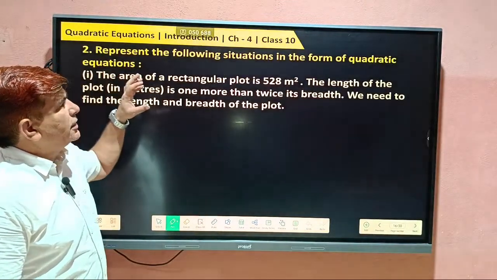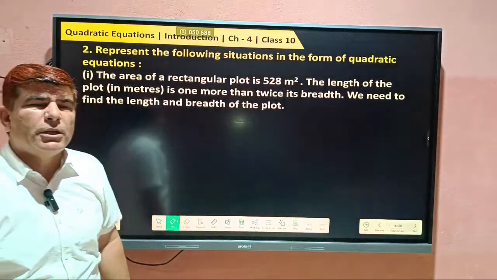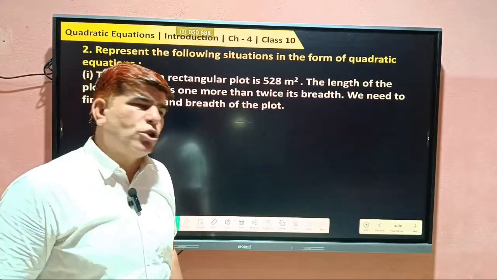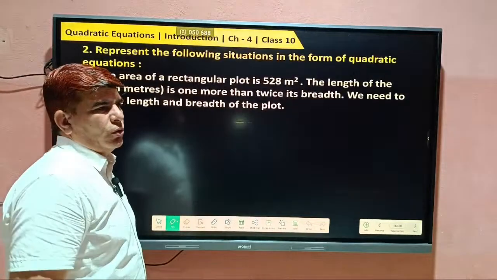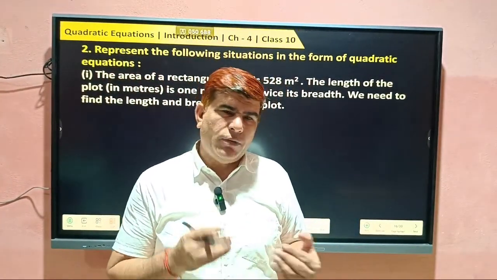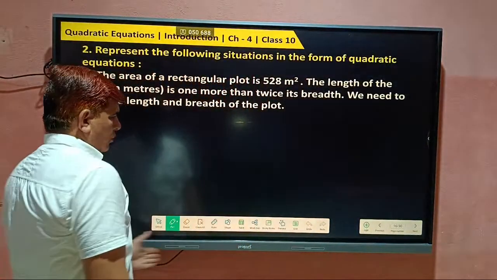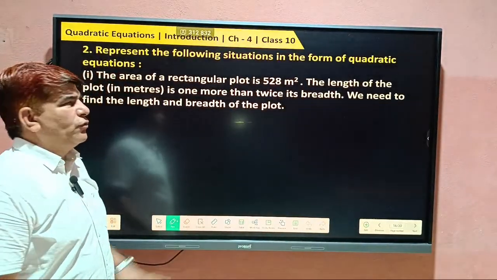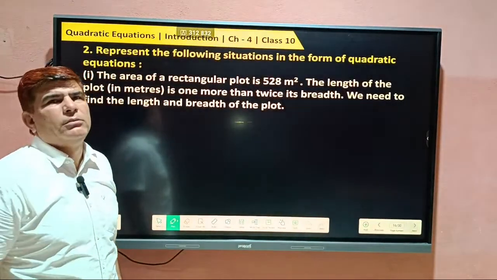This is given: represent the following situation in the form of a quadratic equation. You have to represent this in the form of a quadratic equation only. You do not have to solve. So the area of a rectangular plot. You know, if you have a rectangular thing, it has length and breadth, this type of figure. This digital board is an example of a rectangular field. Your field is like this, whose area is this? So here two dimensions.